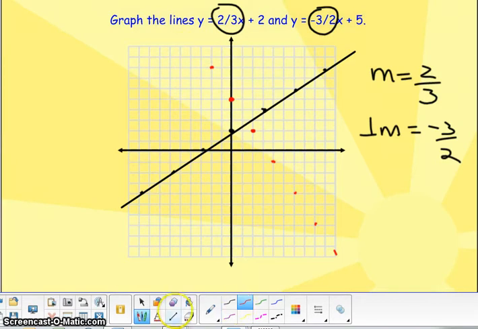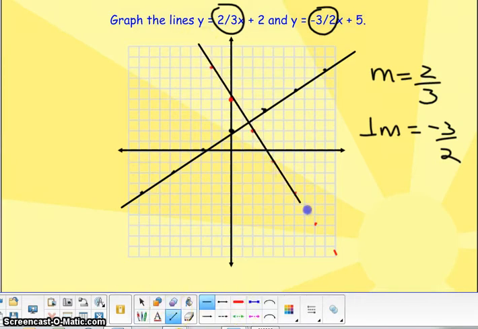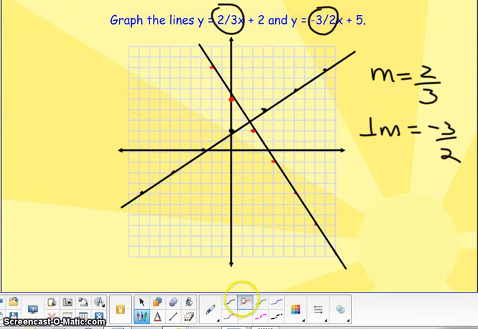And again, connecting that line gives you parallel lines. I didn't mean that, perpendicular lines. So we can put a perpendicular symbol in for that line. So that is what perpendicular lines look like.